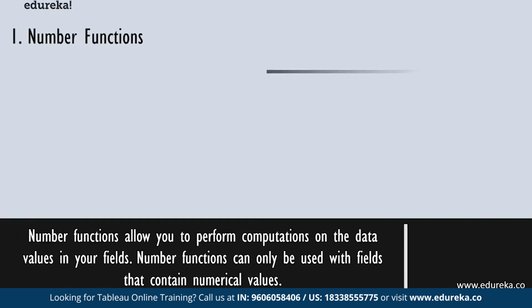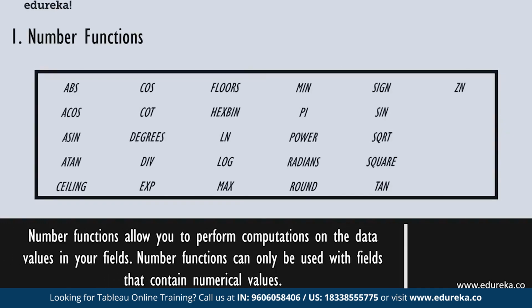So first of all, we have number functions. Now, number functions allow you to perform computations on your data values in the fields. So these functions can only be used with the fields that contain numerical values. Pretty obvious, right? On your screens right now, you can see all the number functions that I'm going to be covering in this segment. We will start with the absolute function or the ABS and close using the ZN function, each of which I'm going to demonstrate to you using the Tableau Desktop. So let's get started with our first function.